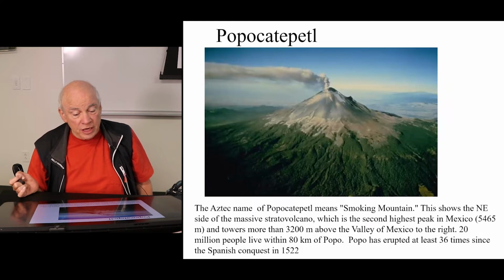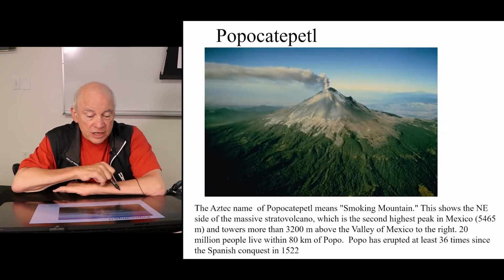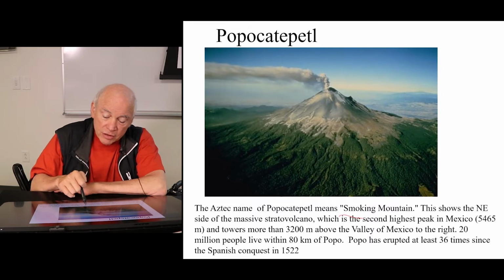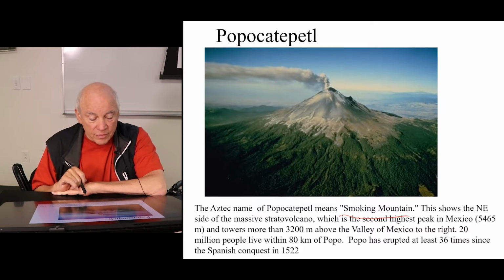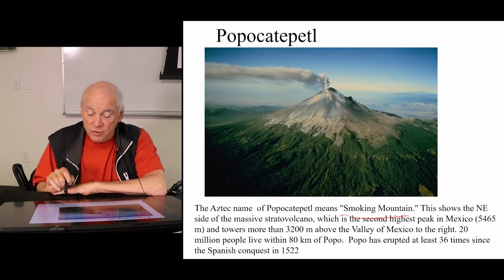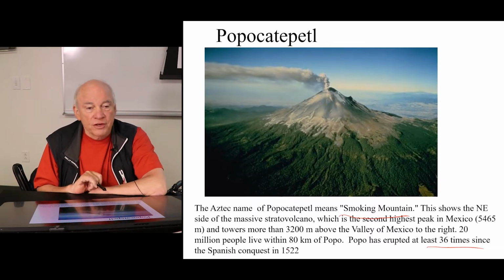So here's Popocatépetl. This is an Aztec name which means smoking mountain, which is well named. It's the second highest peak in Mexico, and about 20 million people live within about 80 kilometers of Popo. And it's erupted at least 36 times since the Spanish conquest in 1522.